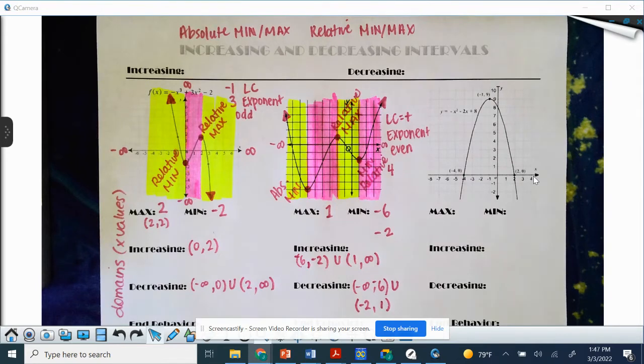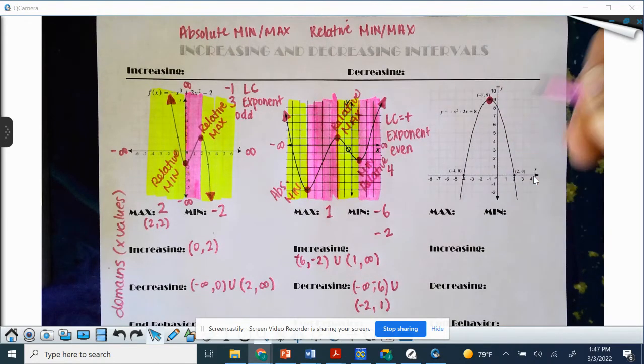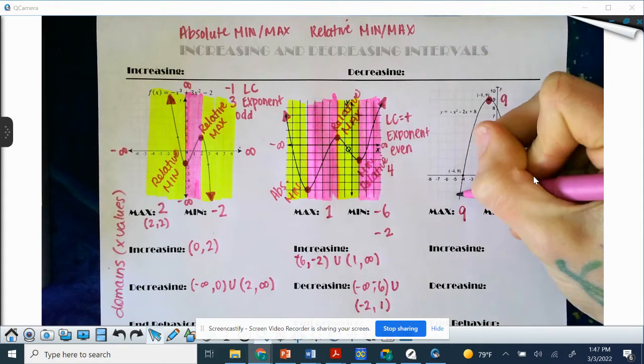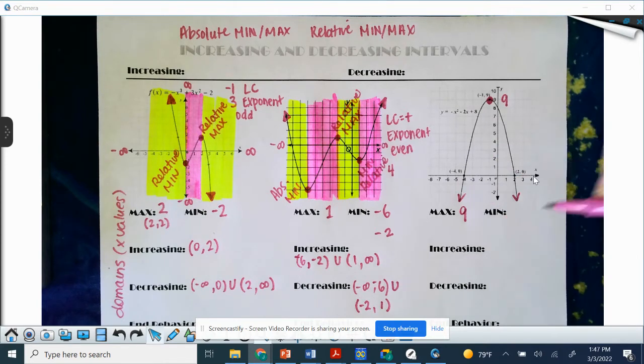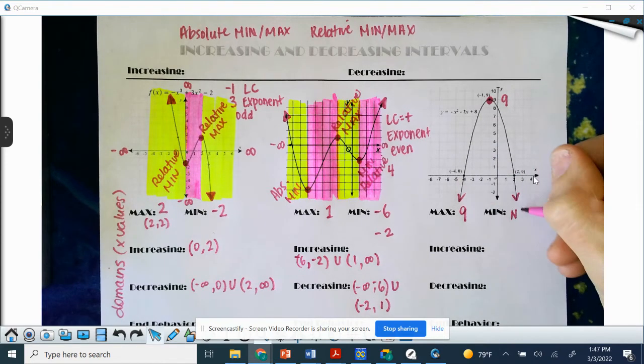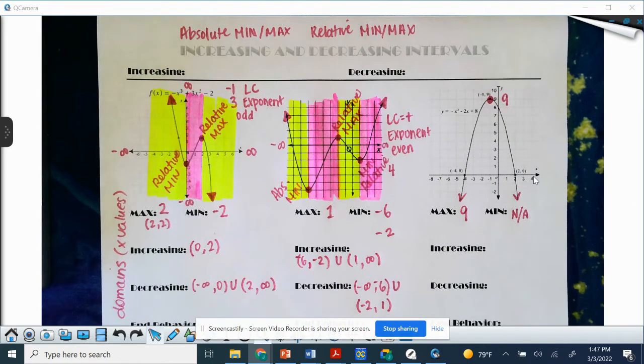All right, so our maximum point, this is how high it goes. Max is at a positive 9. So our max is 9. There is no min because it's going to go on to infinity forever and ever. So there's not a minimum point at this point. And then we're going to use that turn point.